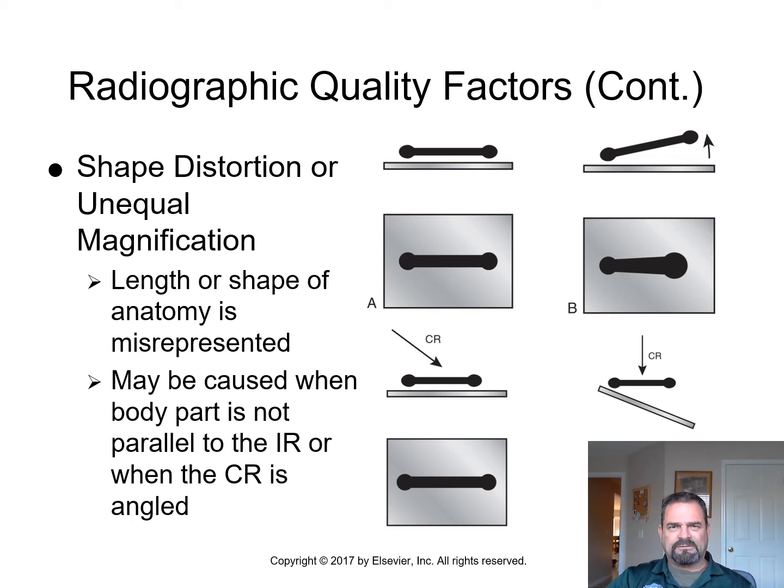All right, so shape distortion or unequal magnification can be varied by the length or shape of the anatomy and is misrepresented or may be caused when the body part is not parallel to the IR, or the image receptor, or when the CR, the central ray, is angled. So in these diagrams, you can see the representation of the item, the distance, and then the actual CR, and the beam of the CR, and it shows you where the beam is coming in at an angle, and it can create these kinds of distortions.